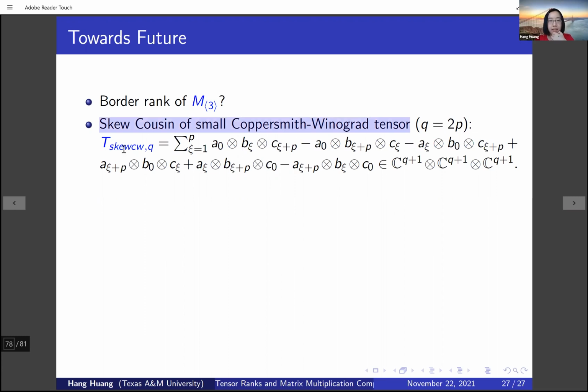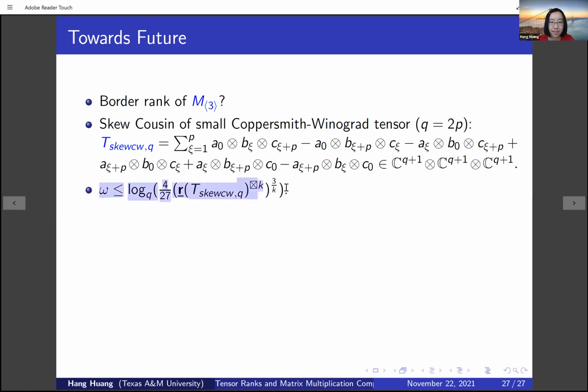So in fact, this family of tensors has the same usage as the small Coppersmith-Winograd tensors in upper bounding omega. This is exactly the same formula as before if you apply the laser method. The only difference is that I replace the small Coppersmith-Winograd tensor by its skew cousin. So the value for those two families of tensors in the laser method is exactly the same.